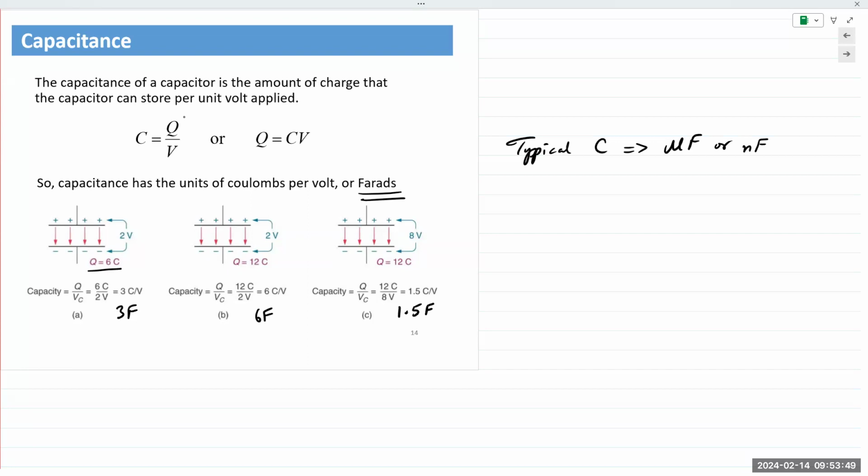So it's charge stored per unit of voltage applied. So it's inversely proportional to the unit of voltage applied. So the capacitance we say is lower for every unit of voltage applied. So the higher the voltage, we say the capacitance is lower, inversely proportional.